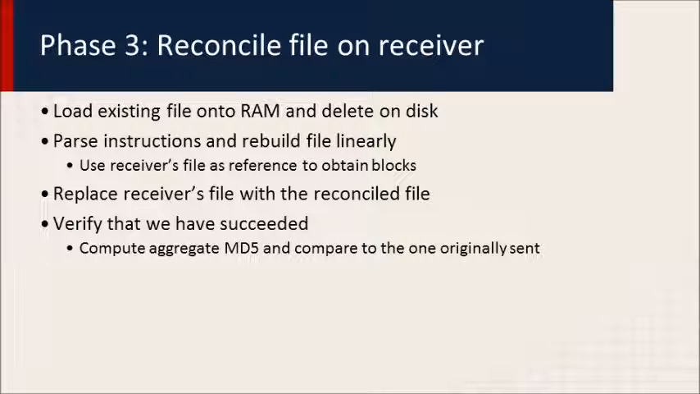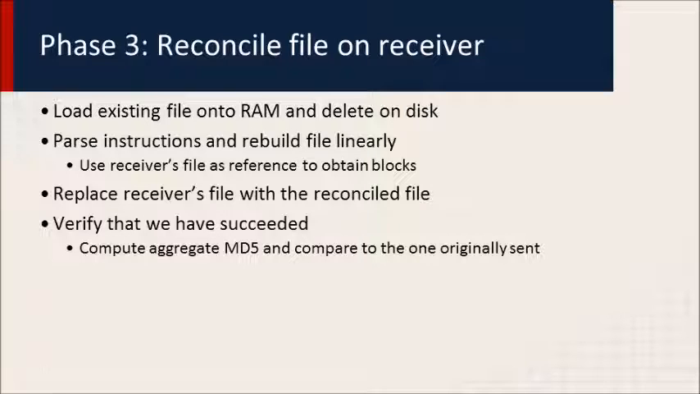In phase 3, we perform the file reconciliation. The first step is to load the local file into RAM and split it into blocks that we can reference by index. Using the instructions received from phase 2, we either write out literal data from the instruction or fetch a block from the reference file to write.